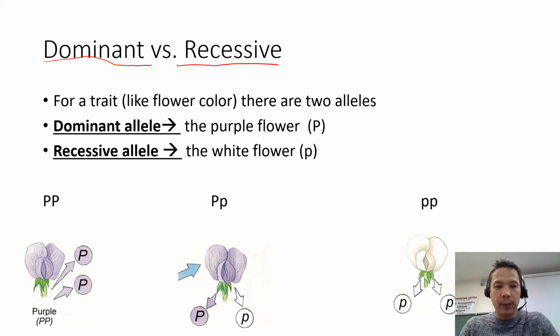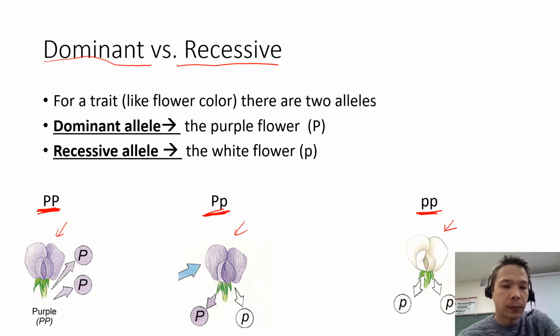Here are some examples of different types of flowers with their genotypes. A genotype means the genes that make up what the flower is. So here are the genotypes right here, and these are the phenotypes. So what does the flower look like? Here we have a purple flower, another purple flower, and here we have a white flower right there.